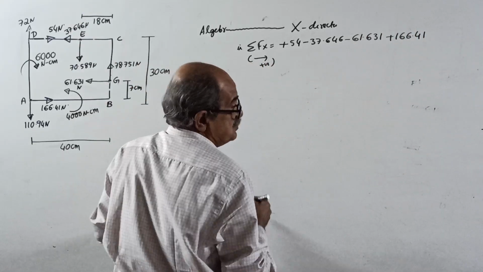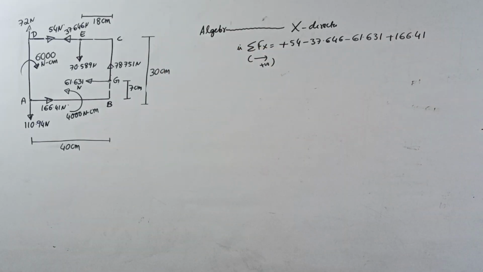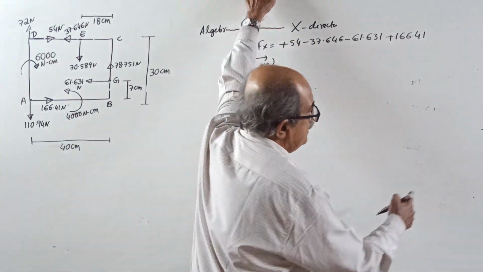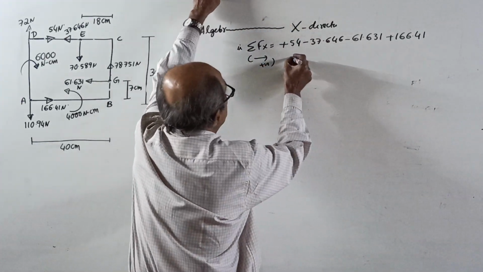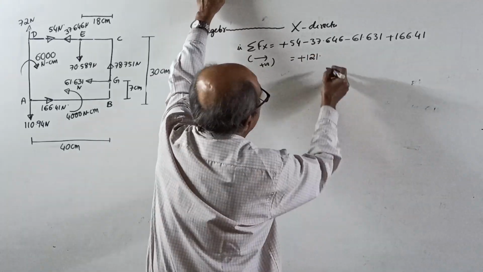Just I'll do one thing. The top, I'll check the camera once. Is it going out of camera? I think it is visible. Oh, crystal clear visible, no problem. When you calculate, it will come. I already calculated it. It will come plus 121.131 Newton.